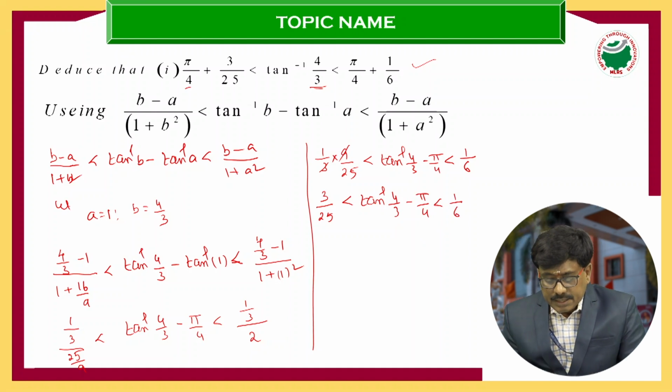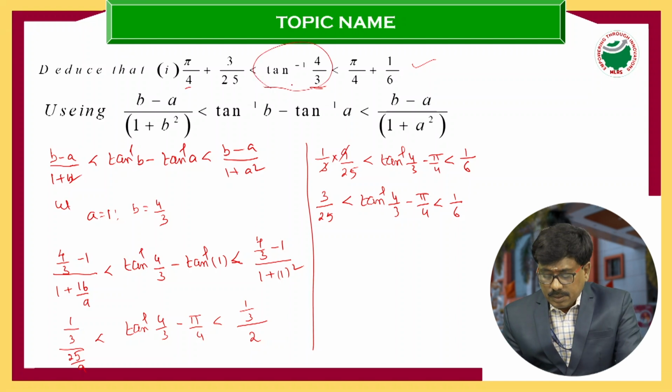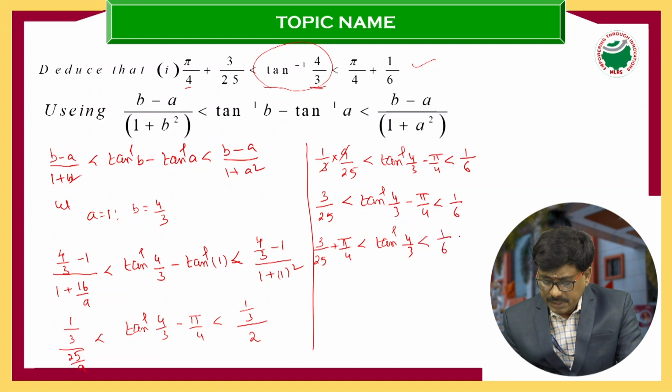Now, we need to calculate what? We need to calculate tan inverse of 4 by 3. How do you calculate it? In this entire inequality, we are going to add plus pi by 4. Then this negative pi by 4 becomes 0. Therefore, 3 by 25 plus pi by 4 less than tan inverse of 4 by 3 less than 1 by 6 plus pi by 4.